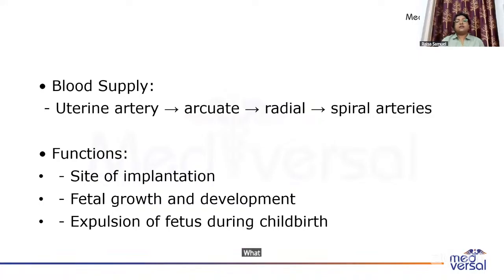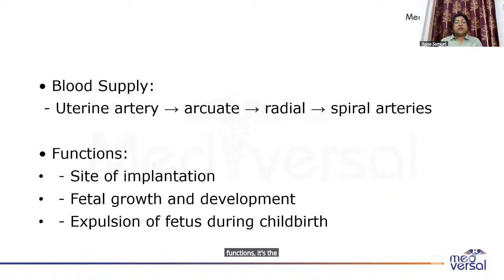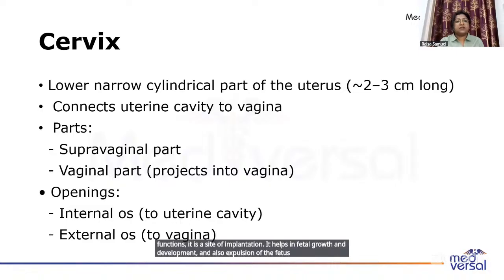What is the blood supply of the uterus? The uterus is supplied by the uterine artery, which has different branches, that is arcuate, radial, and spiral arteries. Functions: it's a site of implantation. It helps in fetal growth and development, and also in expulsion of the fetus during childbirth.